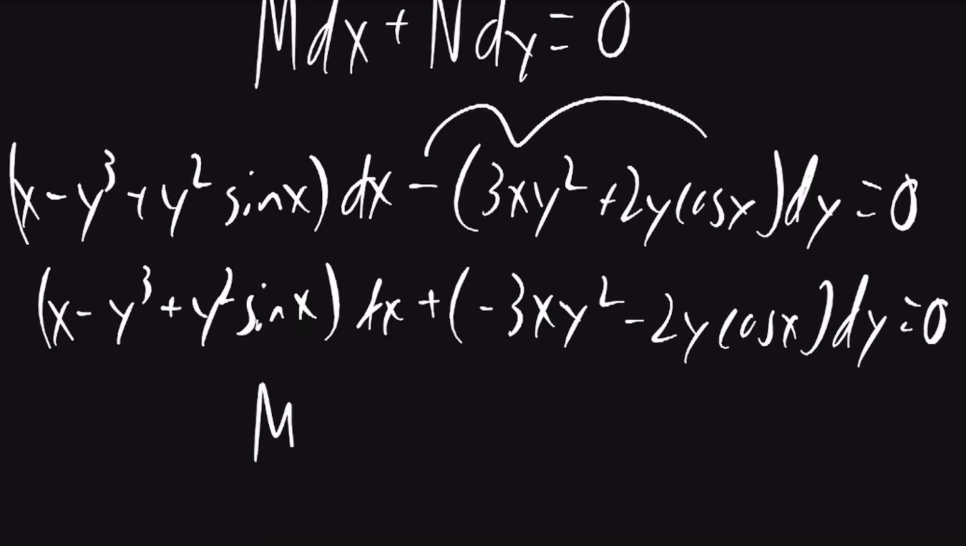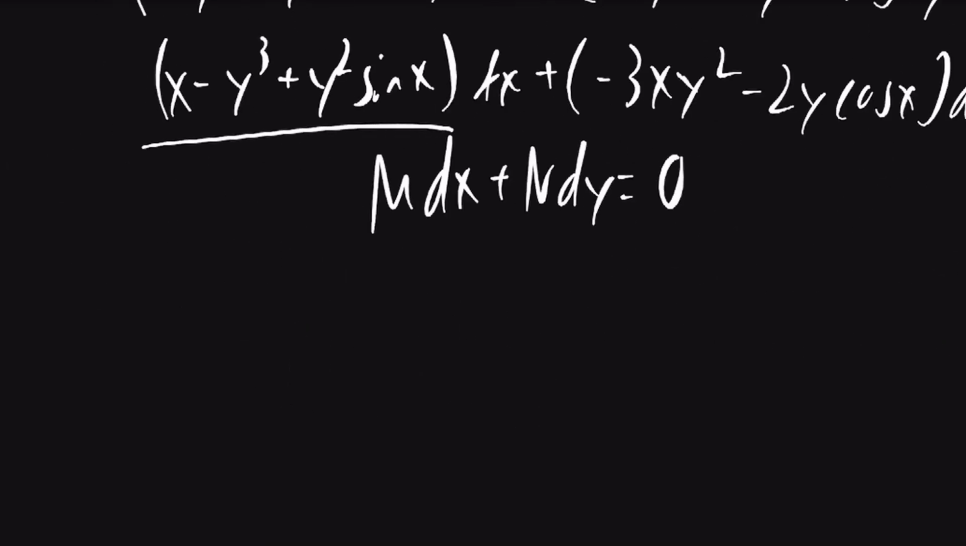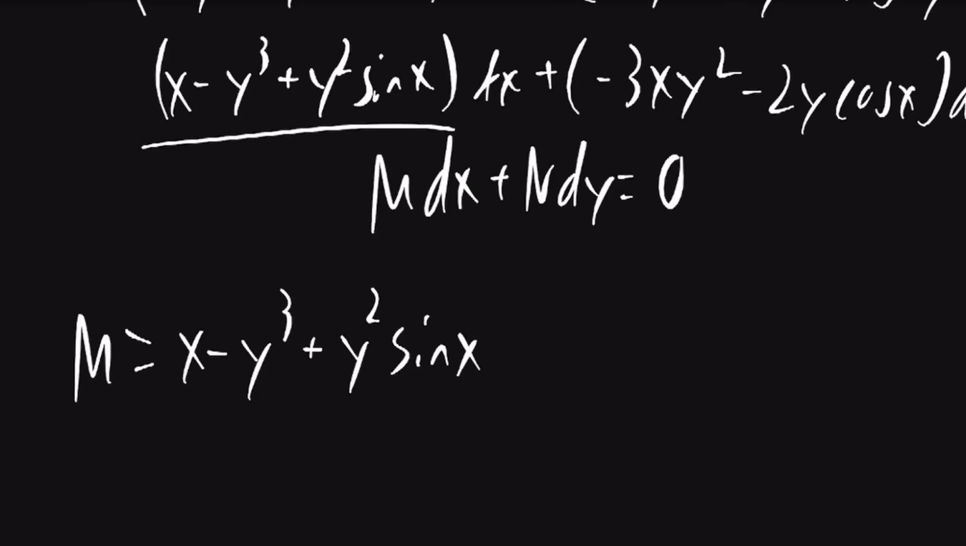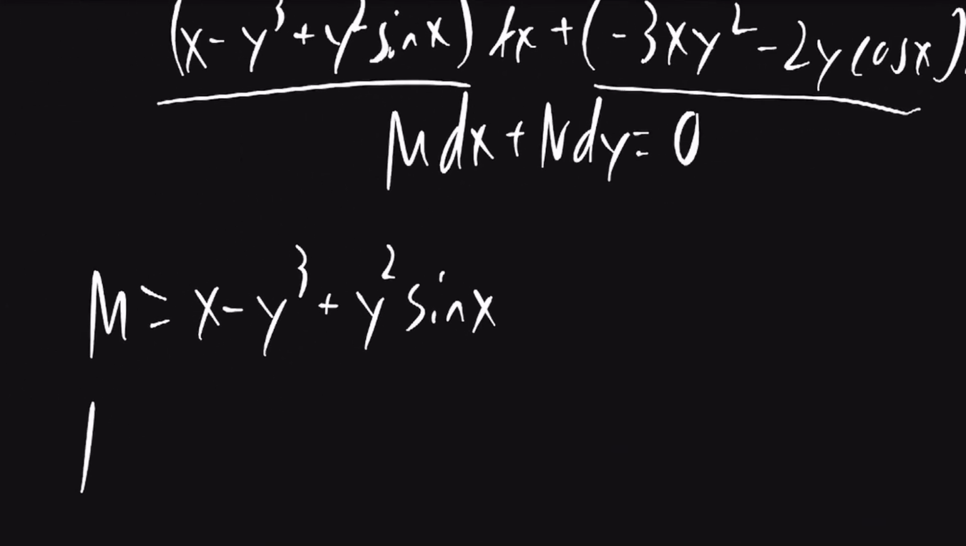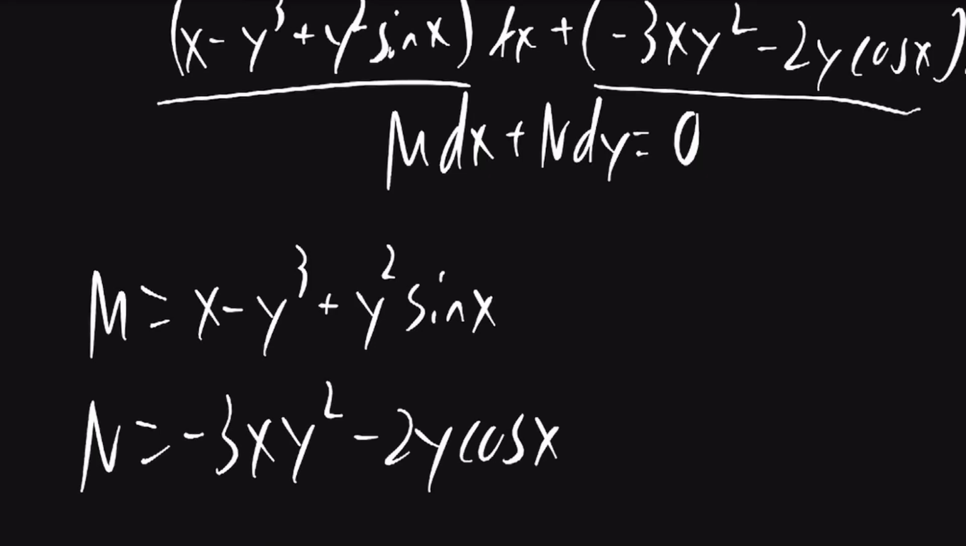Now it's in the form M dx plus N dy is equal to 0. Our M term is going to be the coefficient for dx, which is x minus y cubed plus y squared sine of x. And the coefficient for dy is going to be our N term, which is negative 3xy squared minus 2y cosine x.